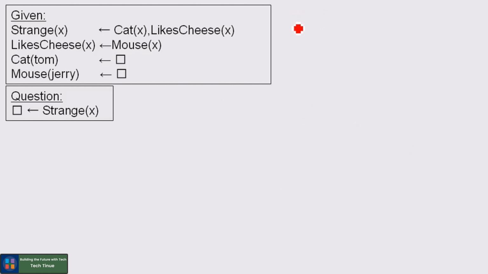Anyway, let's get going. This is given. I hope it's a good example. We have two facts. We have the fact that Tom is a cat and Jerry is a mouse. We have the relation that if X is a mouse, then apparently X likes cheese. And we have the relation that if X is a cat and X likes cheese, then X is pretty strange. And our question is strange X. What does that mean? That means, do we have any X that is strange? This is the question. Now let's process that one.